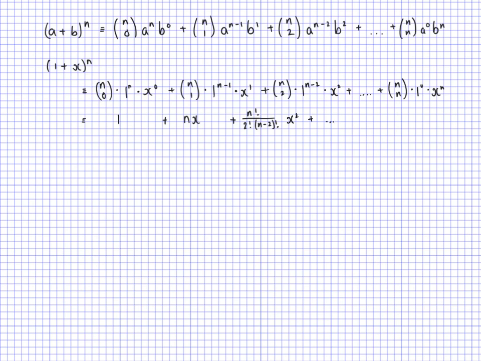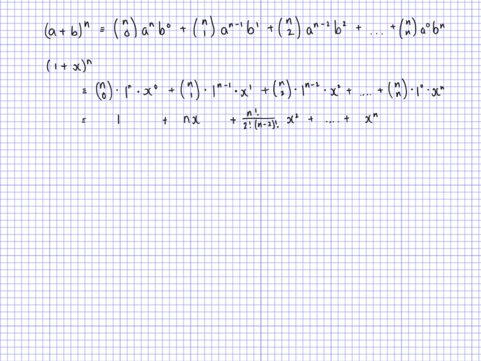And then all the other terms, you can see what the pattern kind of looks like. When I have a power of 2, this is what this would look like. I'll have n factorial over 2 factorial times n take away 2 factorial. And the other powers will be similar like that as well. Last term, we will have n choose n is 1, 1 to the power of 0 is 1, and just x to the power of n. So the last term would be x to the power of n.